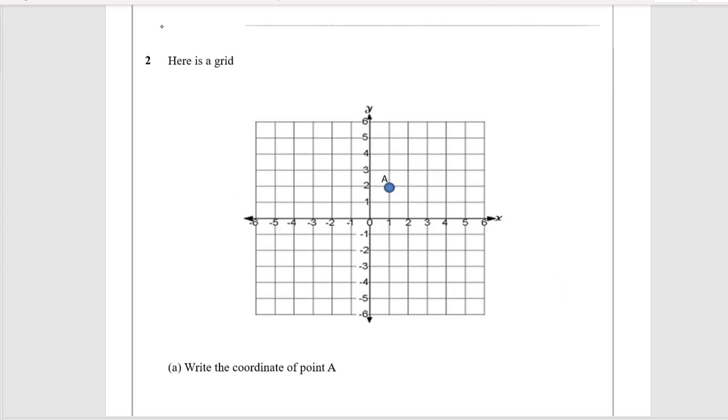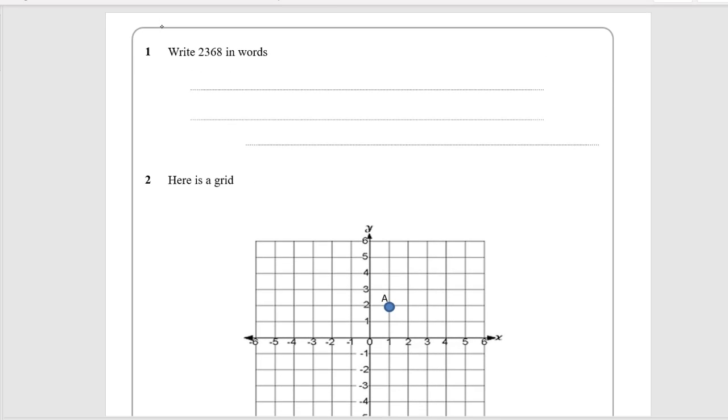Ooh, last page. Yes. Write 2,368 in words. Just read the number and that will give us the answer. Try to get the spelling right. I don't think you get penalized for a spelling mistake, but I try to get it right. 2,368.